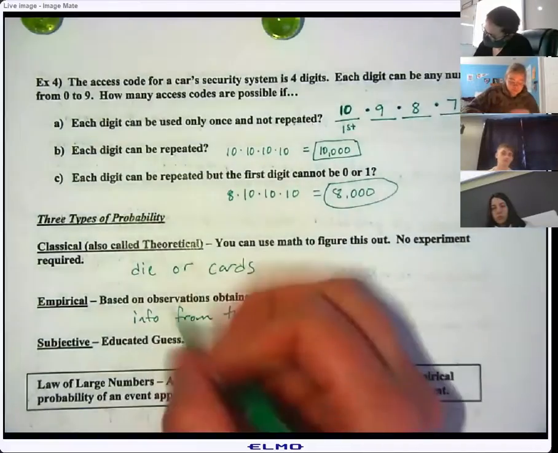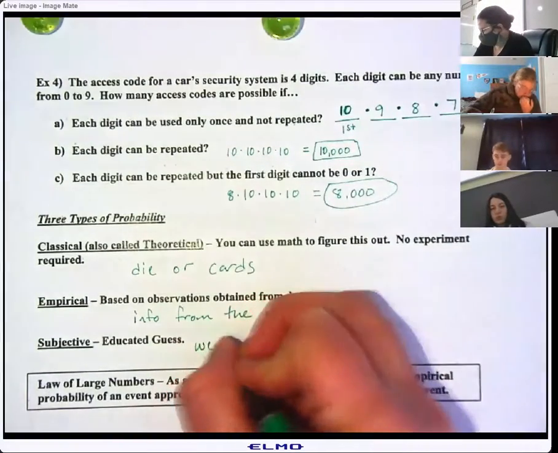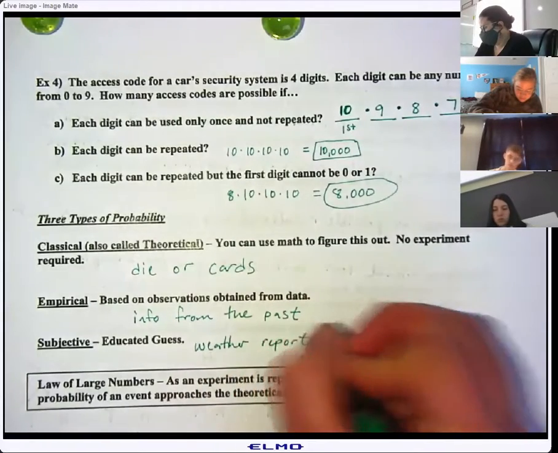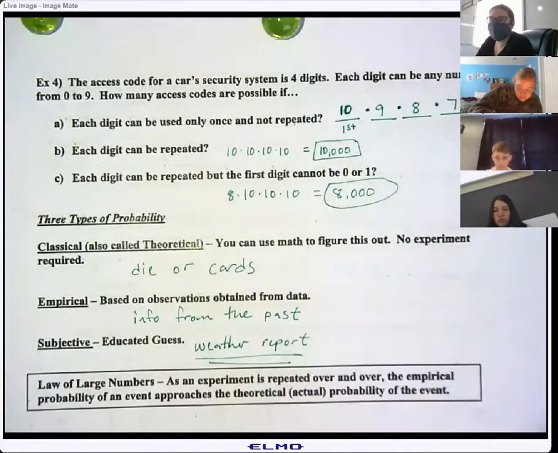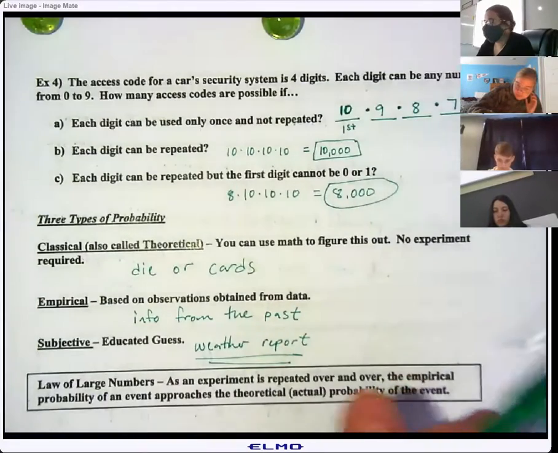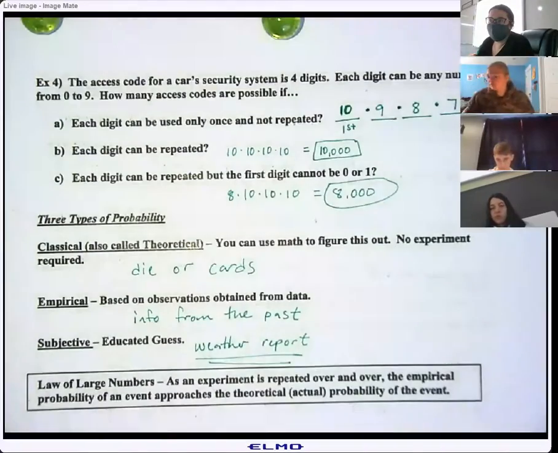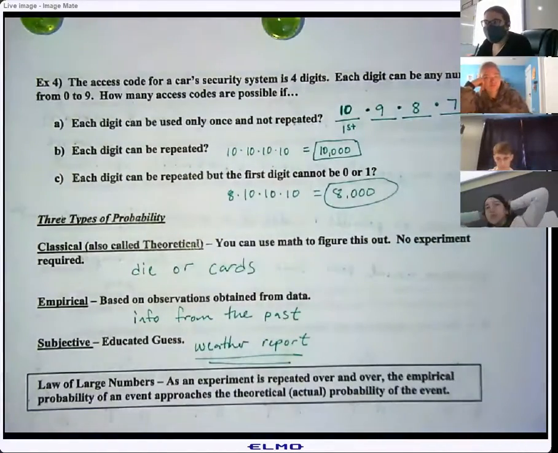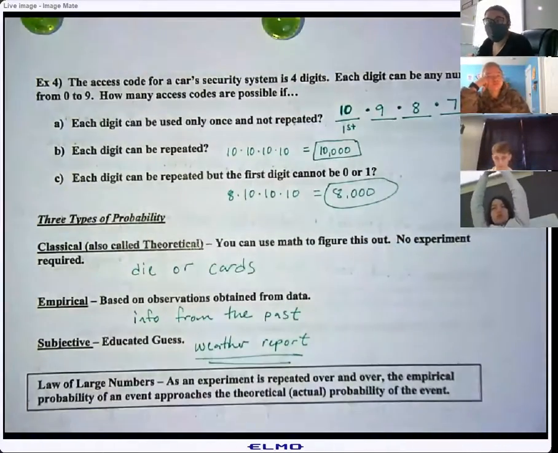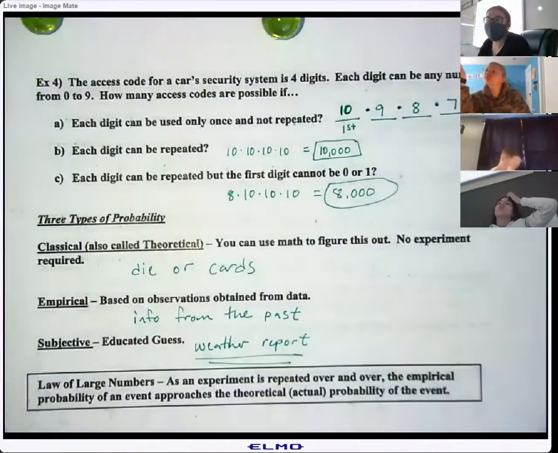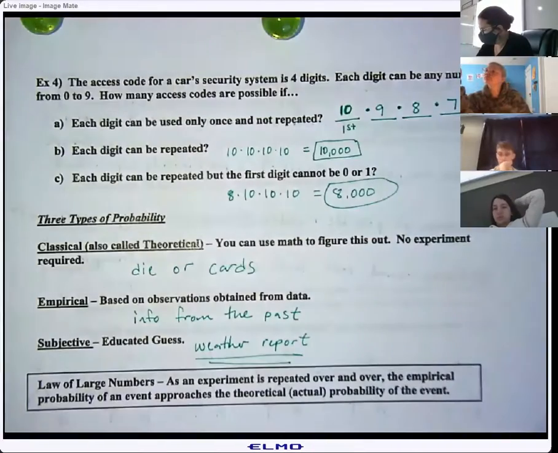Subjective, that's an educated guess. That's like a weather report. They are using information about the past, but not directly. You know what I mean? If I say to somebody, is it going to be sunny today? They're not going to say to me, well, for the last 30 days, 20 of them were sunny, so I give it a 2/3 chance it's sunny today. You want to look at weather patterns and that kind of stuff, right? That's the educated guess part.